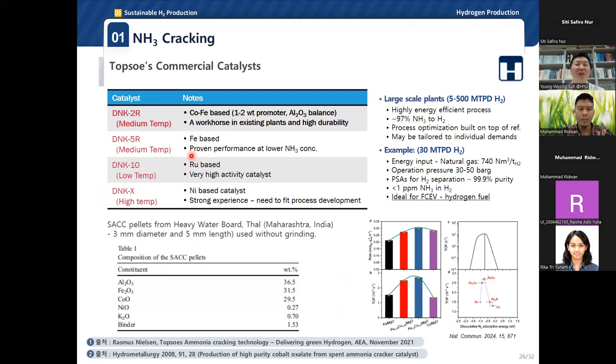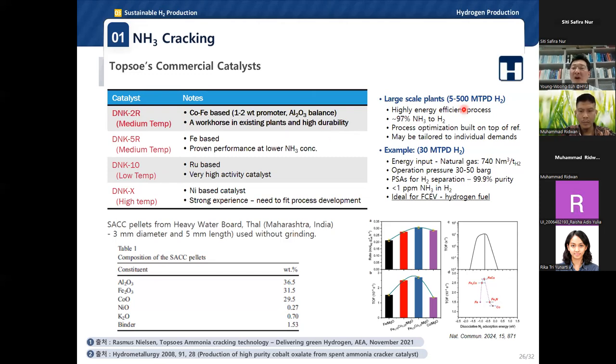And then this is the commercial brand name of the catalytic material: DNK2R, DNK5R, DNK10, DNKX. D stands for Danish, N is ammonia, and K stands for cracking. So Danish ammonia cracking, 2R series, 5R series, 10 series, X series. Those are commercially available from the Topsoe company. And I found that the cobalt iron based catalyst, using alumina as a balance, is the workhorse in existing plants with high durability.